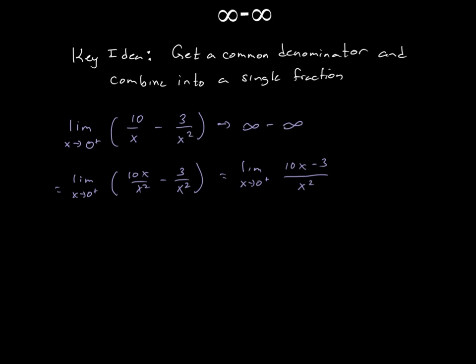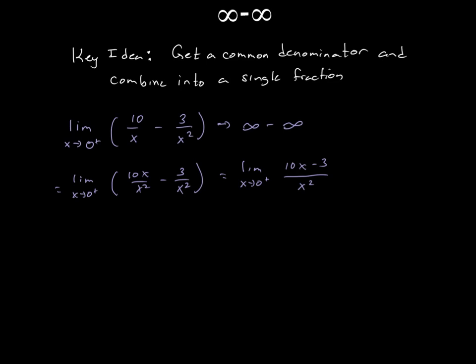In this situation, we're going to be looking at something in the form of infinity minus infinity. Now, the key idea here is to get a common denominator and combine everything into a single fraction. When you do that, you're going to have something that will either have a limit when you plug in as you normally do, or you can apply L'Hopital's rule. So in this situation, I have the limit as x approaches 0 from the right of 10 over x minus 3 over x squared.